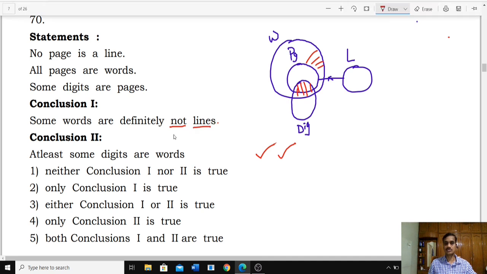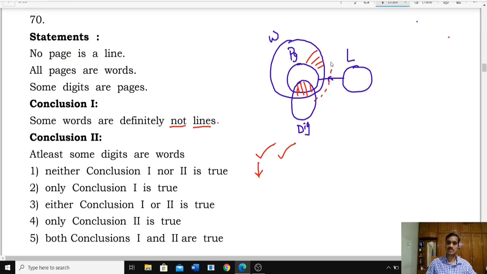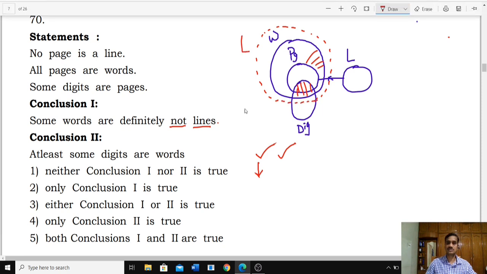As a negative conclusion is true, to make this one false, we need to go for an alternate diagram. What is a complementary pair to this? Some words are not lines. Now we need to prove all words are lines, isn't it? If you are able to prove all words are lines, that means the line should be like this. Entire words must be part of line. Tell me, is it possible to draw like this or not?